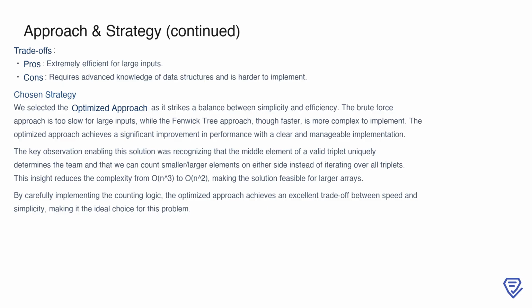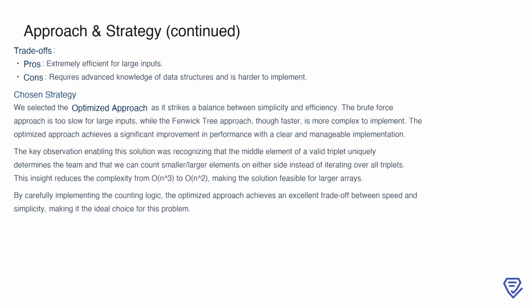However, it comes with the trade-off of requiring a solid understanding of advanced data structures, which might make it harder to implement for some users. After evaluating all options, the optimized approach strikes the best balance between simplicity and efficiency. The brute force method, while easy to code, is far too slow for larger inputs. On the other hand, the Fenwick tree approach, despite its speed, is more complex to implement and may not be necessary for moderately sized inputs.